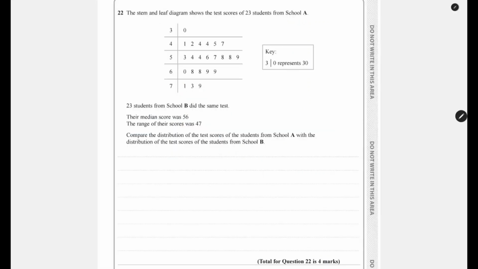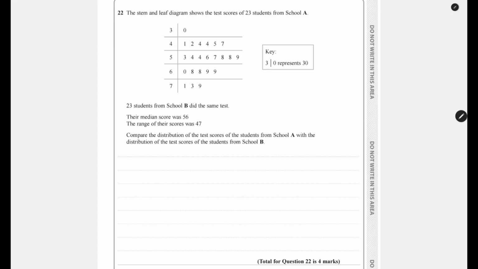Question 22 says, the stem and leaf diagram shows the test scores of 23 students from school A. 23 students from school B did the same test. Their median score was 56. The range of their scores was 47. Compare the distribution of the test scores of the students from school A with the distribution of the test scores of the students from school B. Well, the question has told us the median score and the range of the scores for school B. So let's work out the median score and the range of the scores for school A.